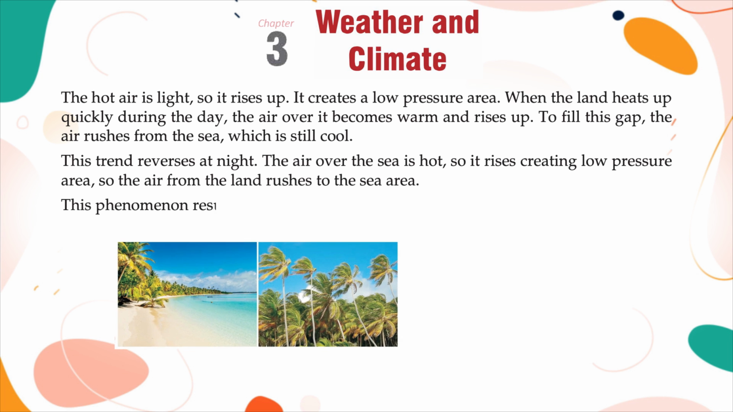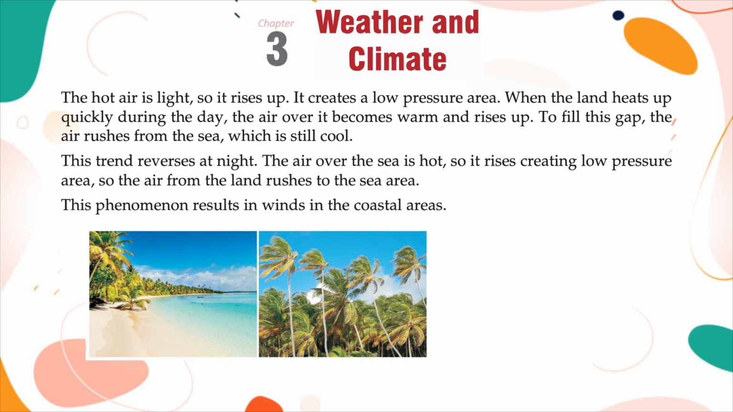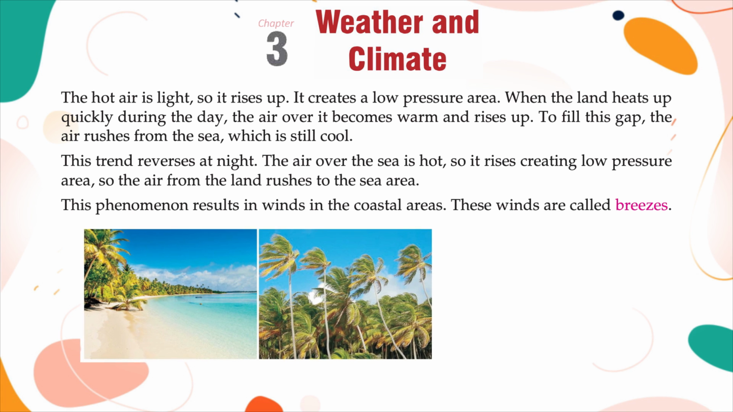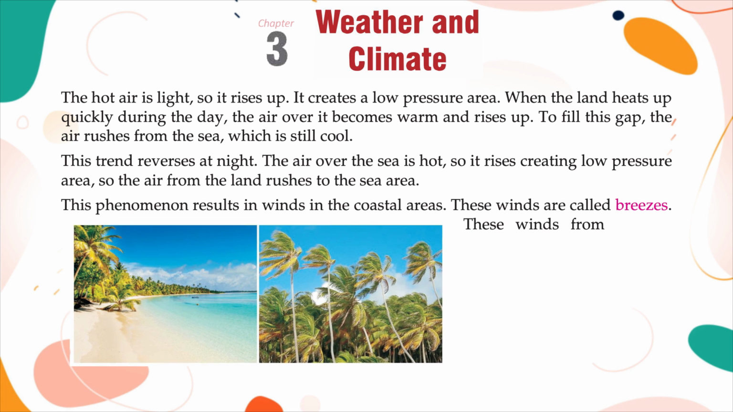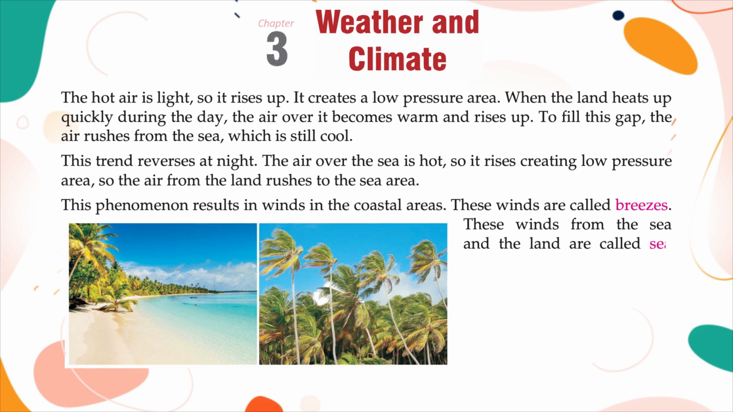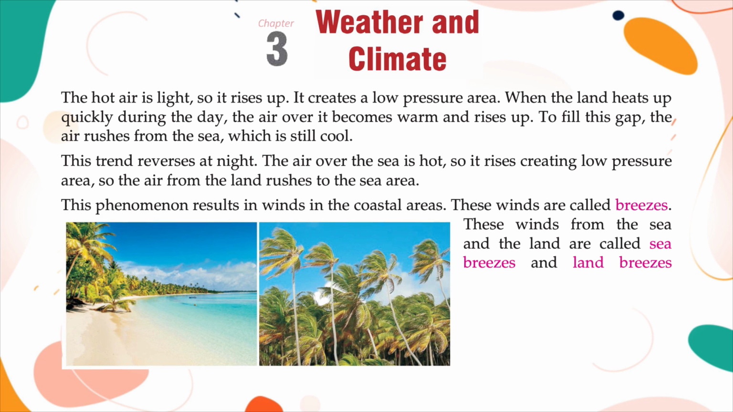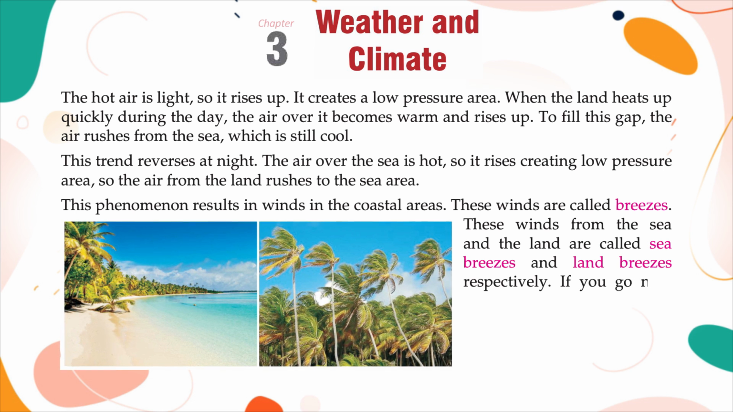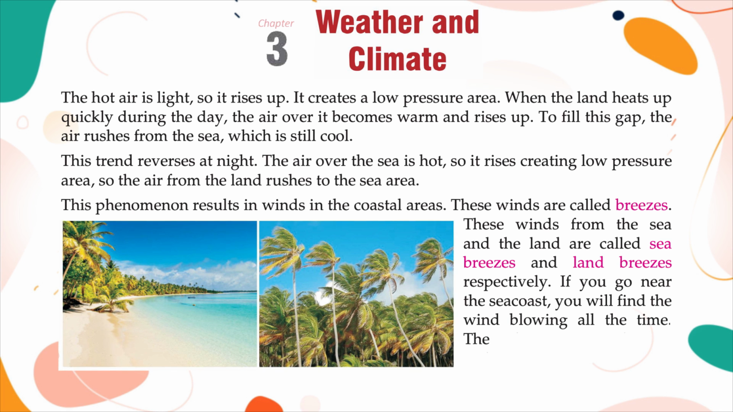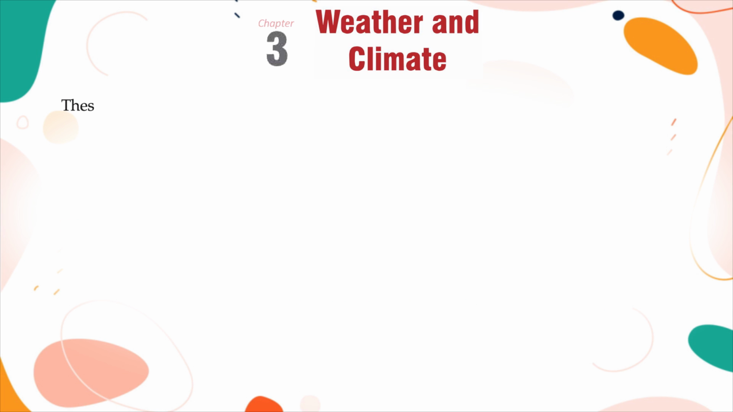This phenomenon results in winds in the coastal areas. These winds are called breezes. These winds from the sea and the land are called sea breezes and land breezes, respectively. If you go near the seacoast, you will find the wind blowing all the time. The tides occur in the sea owing to these breezes. These breezes moderate the climate near the sea.